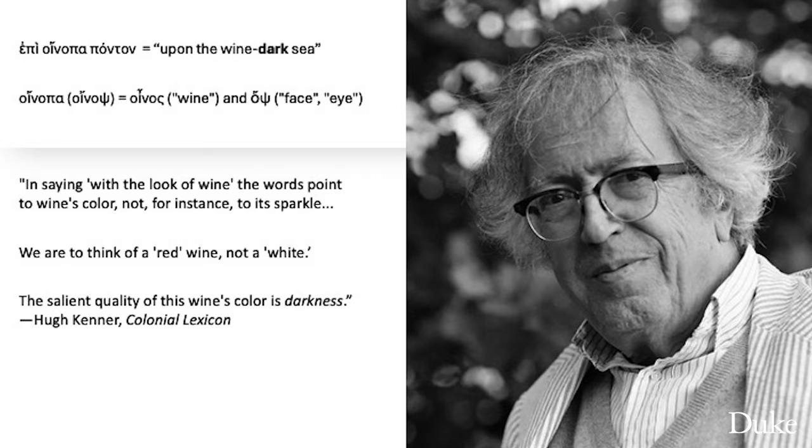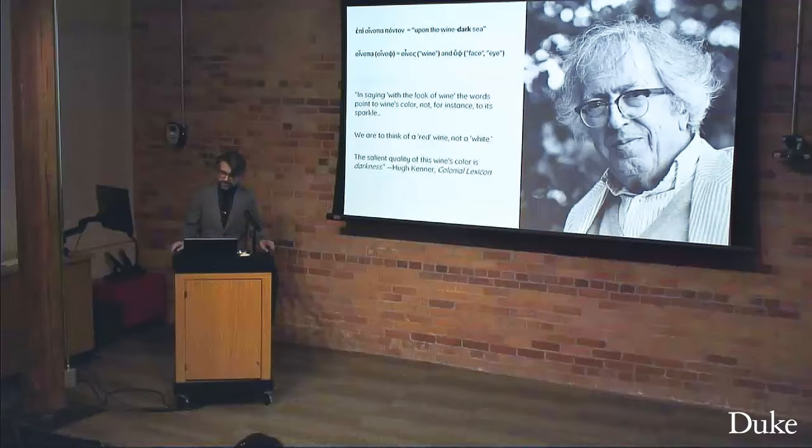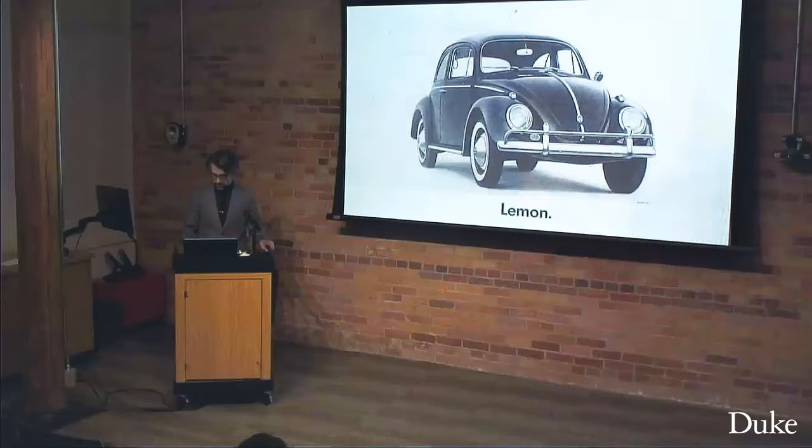Kenner writes, in saying with the look of wine, the words point to wine's color, not, for instance, to its sparkle. Therefore, we are to think of a red wine and not a white. And the salient quality of this wine's color is darkness. Kenner tells us that each of these points has been challenged by scholars since Liddell and Scott devised this famous translation. In our motorbike example, pleasure, like the darkness of wine, is both there and not there.